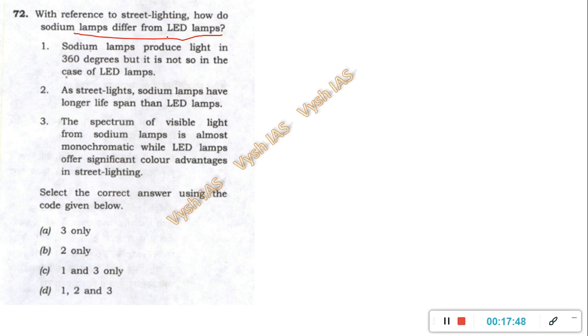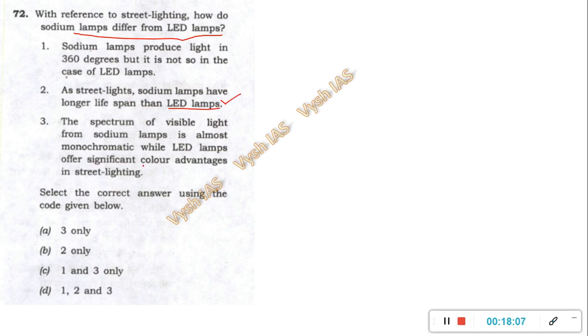So here, if you see sodium lamp and LED lamp, sodium lamp produces light in 360 degree. That is not so in the case of LED. So many people thought that it is wrong. Then, as street lights, sodium lamp have longer lifespan. Okay, so these people were sure that no, LED has longer lifespan. That is a very common thing. That is why we are replacing with LED everywhere.